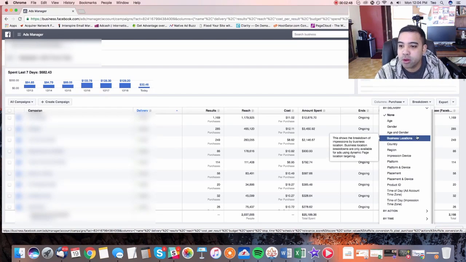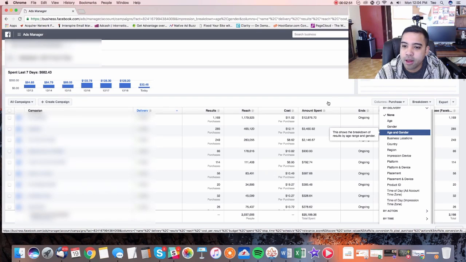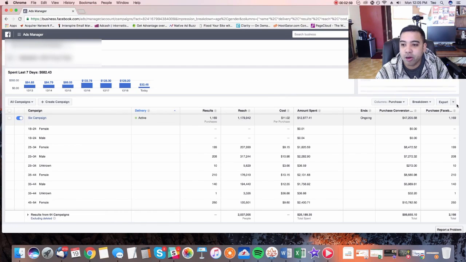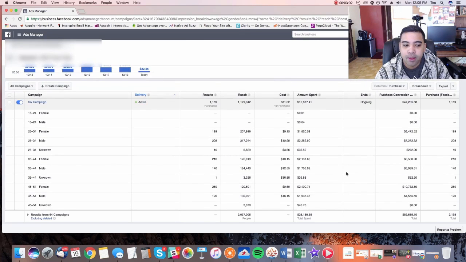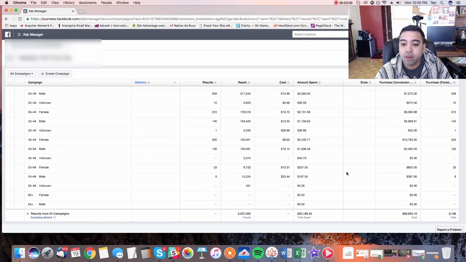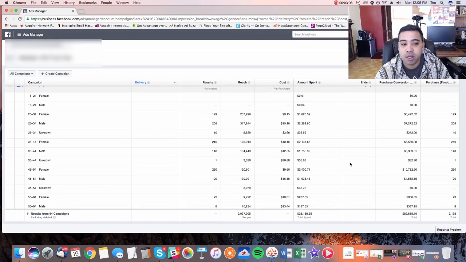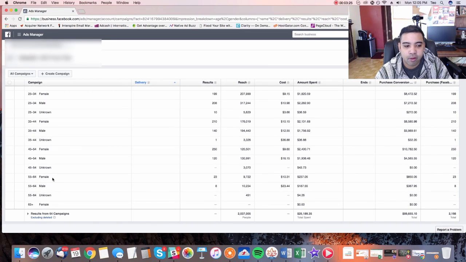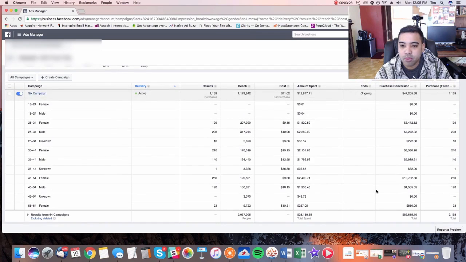Okay, so for example, if we go to age and gender, we're going to click on this. Now we can segment our campaign. For example, this campaign here with over 1,169 purchases, we're going to see the exact age and gender of who bought that product. Now each campaign is going to be different. So for example here, we didn't target 18 to 24-year-olds, but we did target 25 to 55, and these are the results. As a matter of fact, we actually got a little bit over 55 as well, 55 to 64, but not as much. But these are the results.